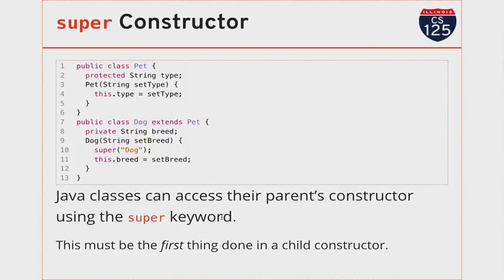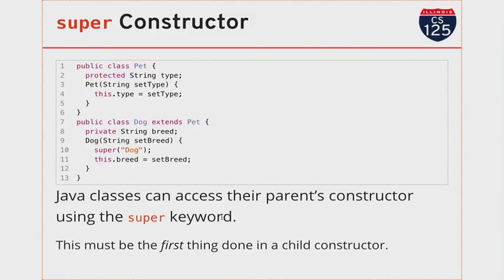My dog class now, in order to create a pet parent, has to call the constructor. It has to be the first thing it does. So rather than setting the type itself, it calls the superclass constructor using super. So when the dog constructor runs on line 9, the first thing it's going to do is run super with a single string argument. Java's going to start running the pet constructor on line 3. That's going to set the type of this pet object to the passed parameter.